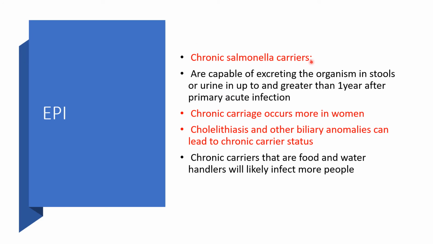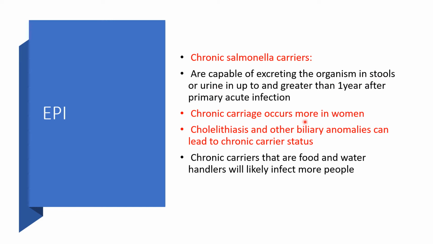Chronic salmonella carriers will be addressed separately because it's pretty important when it comes to typhoid fever. The chronic salmonella carriers are capable of excreting the organism in stools or urine up to and even more than a year after primary acute infection. Let me explain. Meaning, an individual must have been infected, and more than 1 year after being infected, they can still spread the microorganisms through the stools and urine.